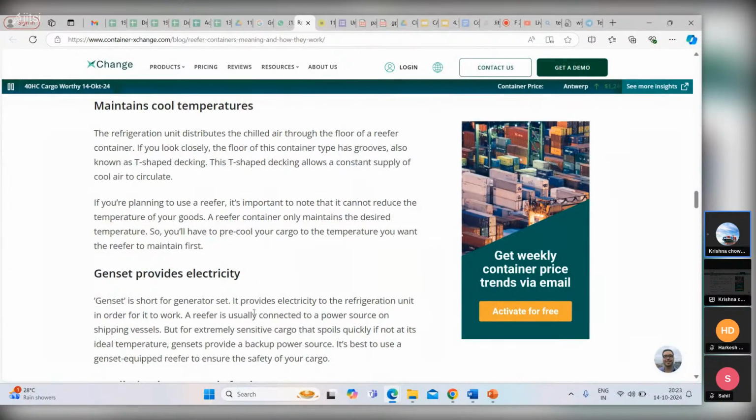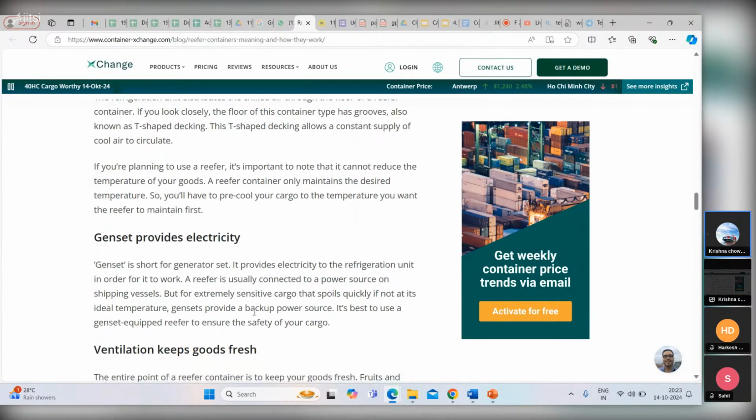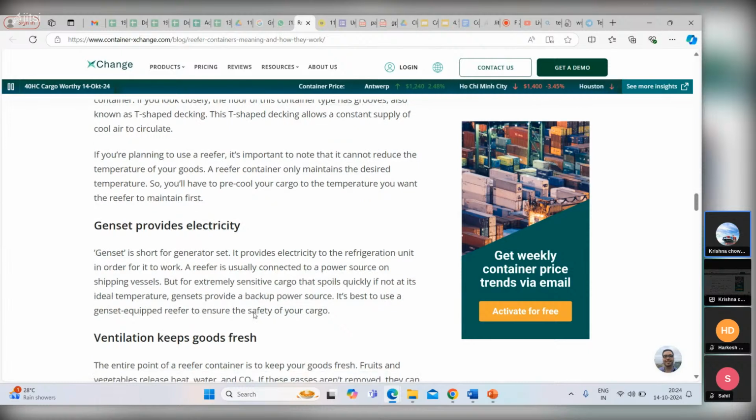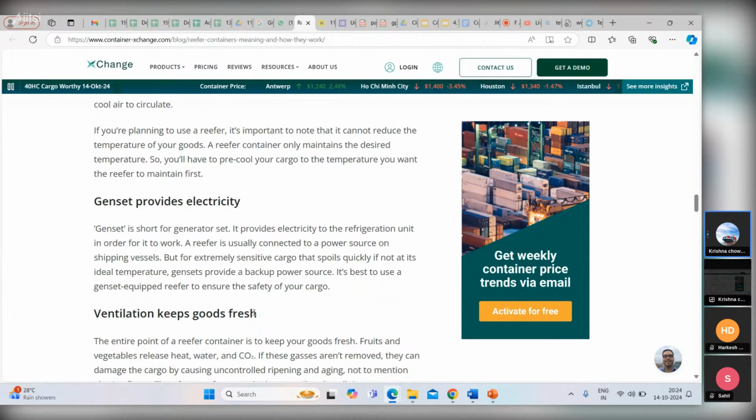And if you are planning to use a reefer, note that it cannot reduce the temperature of your goods. A reefer container only maintains the desired temperature. So it does not reduce the temperature of the goods, but just maintains the temperature. You will have to pre-cool your cargo to the temperature you want the reefer to maintain first.